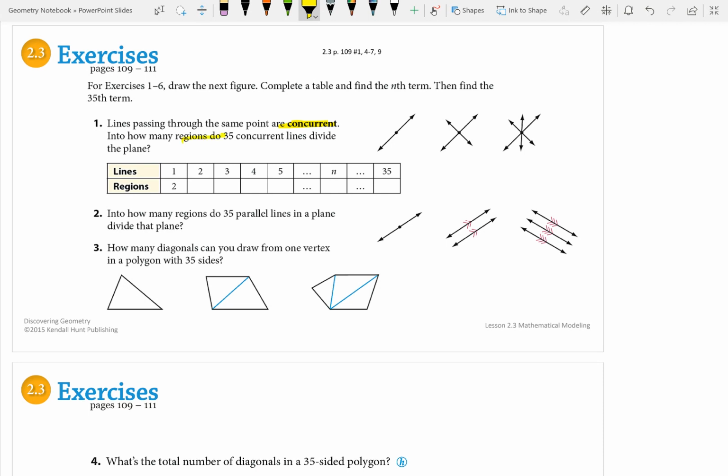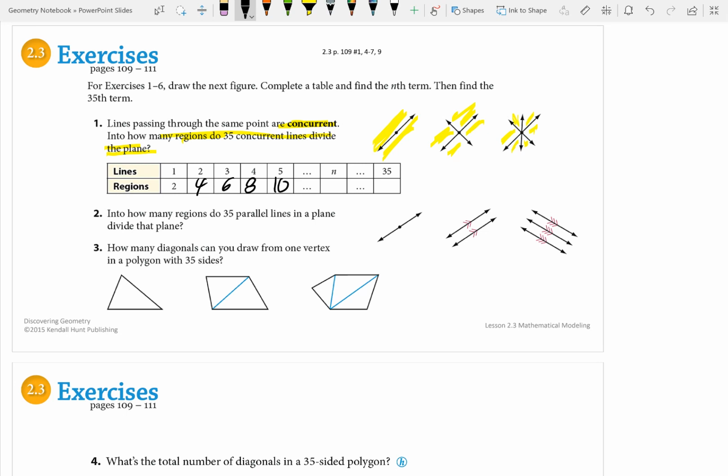Into how many regions do 35 lines divide the plane? Well, let's see here. One line divides it into two regions, and then two lines divides it into 1, 2, 3, 4 regions. And three lines divides it into 1, 2, 3, 4, 5, 6 regions. So I'm seeing a pattern. So the next would be 8 and then 10.